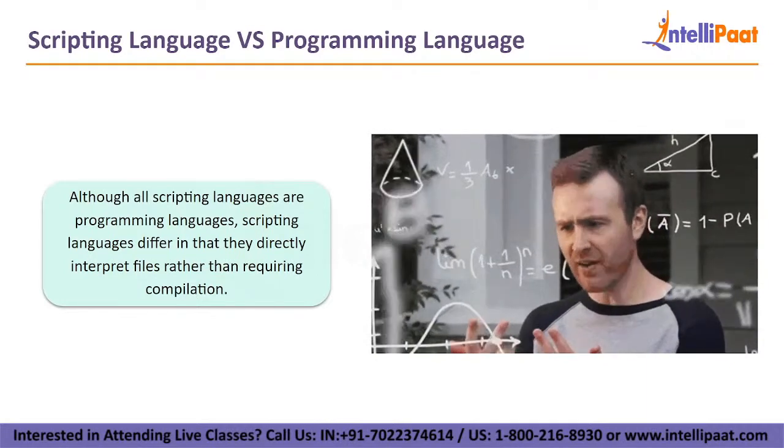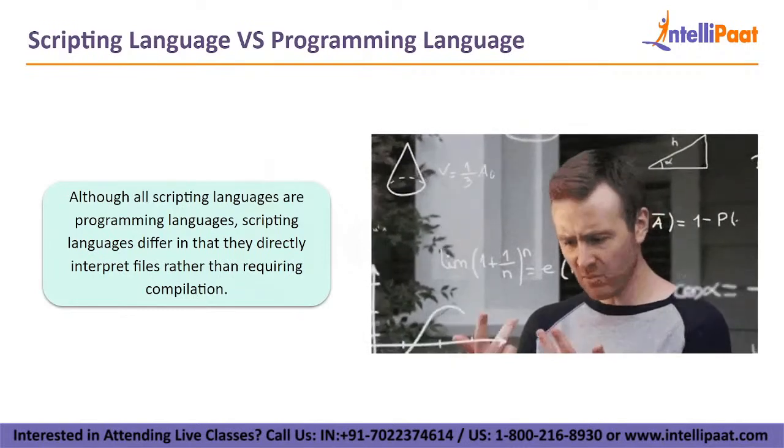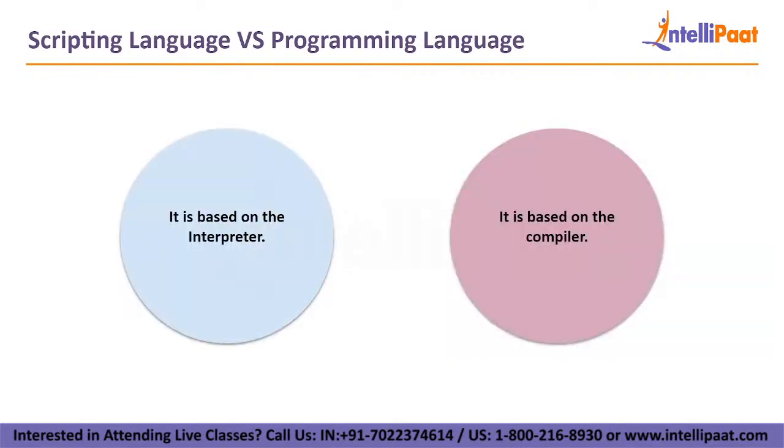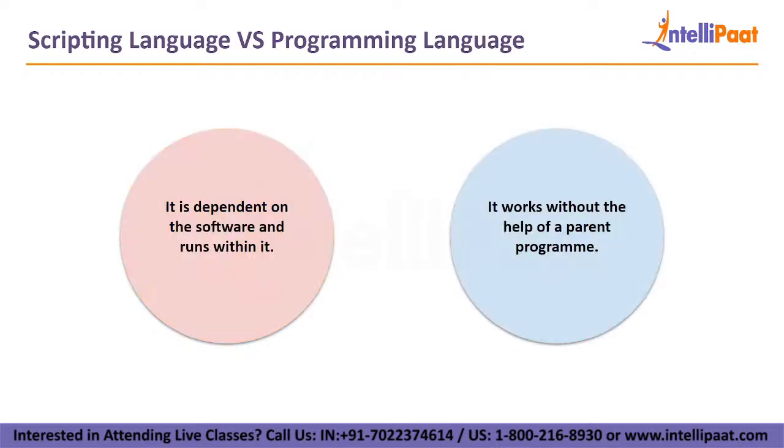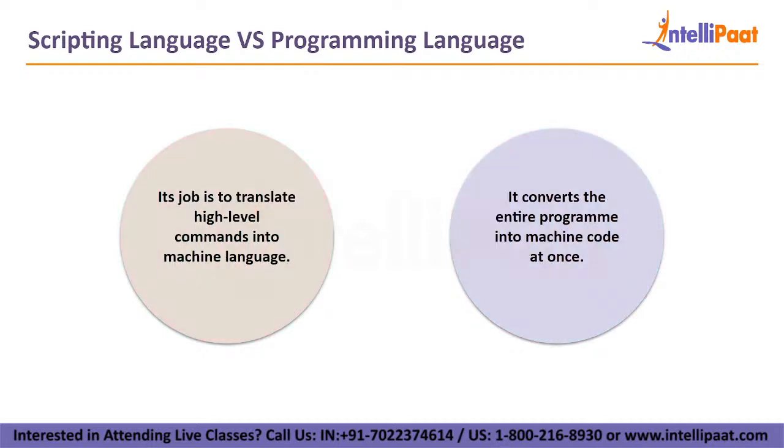Now let's take a quick look at all the differences. Scripting languages are based on the interpreter, while programming languages are based on the compiler. Scripting languages are used to put together existing parts, while programming languages are for developing from the ground up. Scripting languages are dependent on the software and run within it, while programming languages work without the help of a parent program. The job of scripting languages is to translate high-level commands into machine language, whereas programming languages convert the entire program into machine code at once.